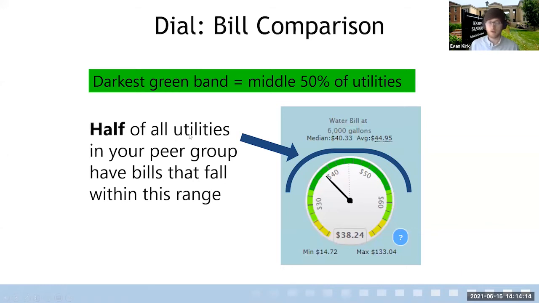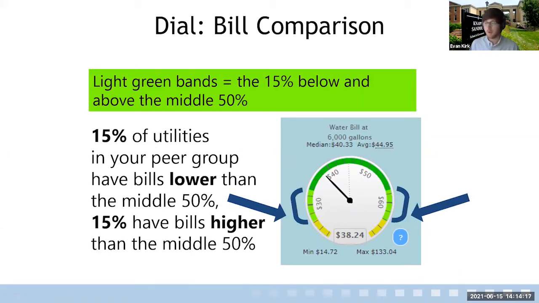So moving on to the next part of this dial, the yellow has half of 15% fall in each one of these ranges. So 15% have a bill below the 50%, but above the last, I believe it's 10% here. And then 15% have a bill above the 50%, but below, or above, sorry, the next 10%. So essentially in each of the yellow, add them both together, that's 30% of the bills that fall within those light green bands. I said yellow, but it clearly says light green in front of me.